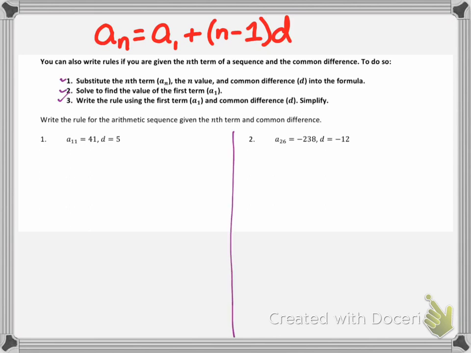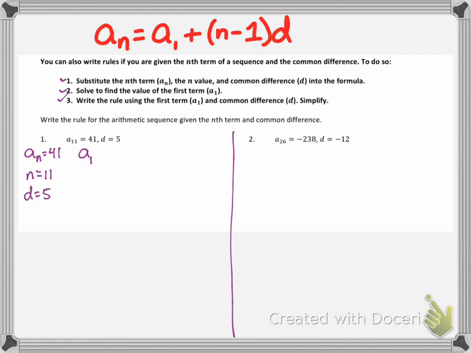So here in number 1, I tell you a sub 11, so the 11th term is 41. The common difference, d equals 5. So let's identify a couple of things real quick. We know for the a sub n, we're plugging in 41 because I'm telling you the 11th term is 41. We're going to plug that in. The n value is 11, and that comes from the little subscript there. And we know d equals 5. That's explicitly given to us.